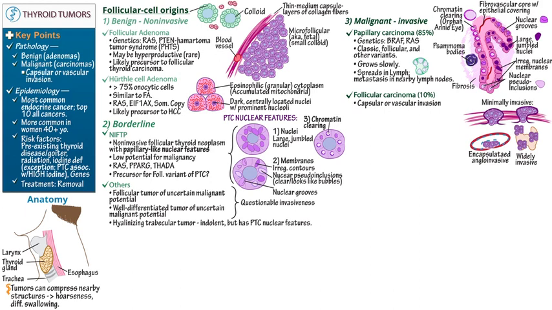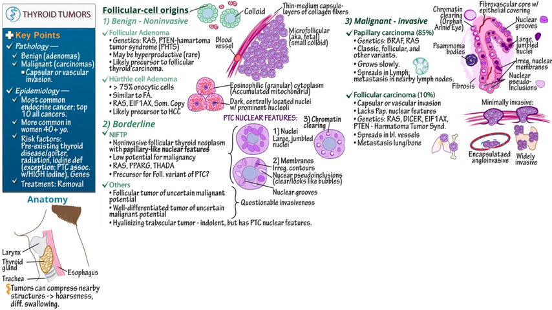These tumors do not have papillary nuclear features. They're associated with multiple point mutations, which we list in our notes, and the PTEN hamartoma tumor syndrome. Indicate that they spread in the blood vessels and are prone to metastasis in the lungs and bone.